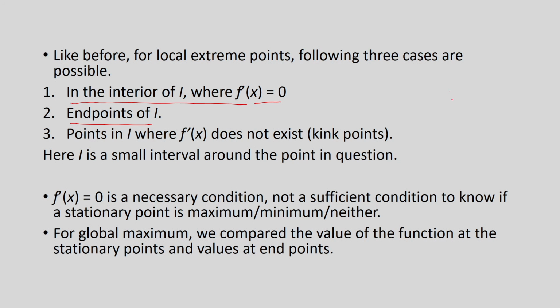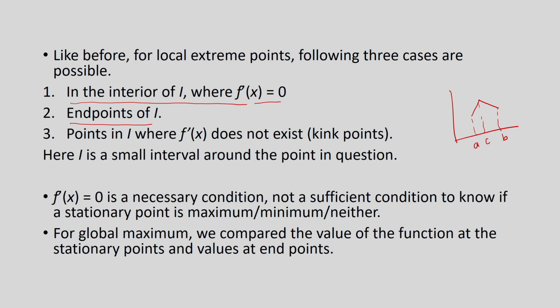So, here is an example of the third case. You have a to b and here you have C. So, you have a local maximum, but f dash of C is not equal to 0 because f dash of C is not defined. All right. So, there are three cases like in the case of global maximum or global minimum.